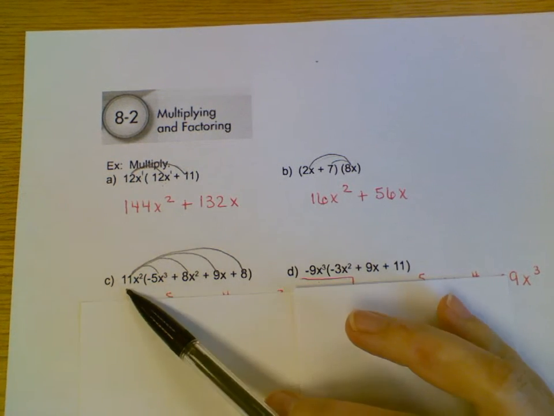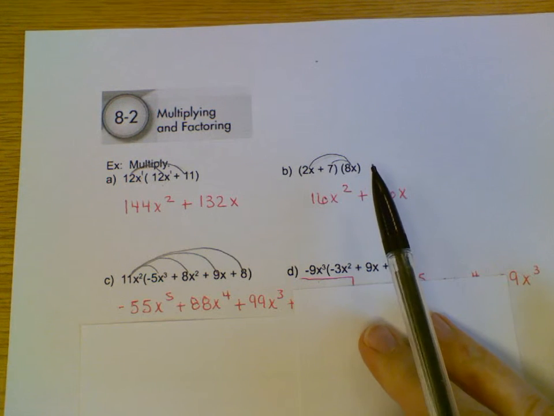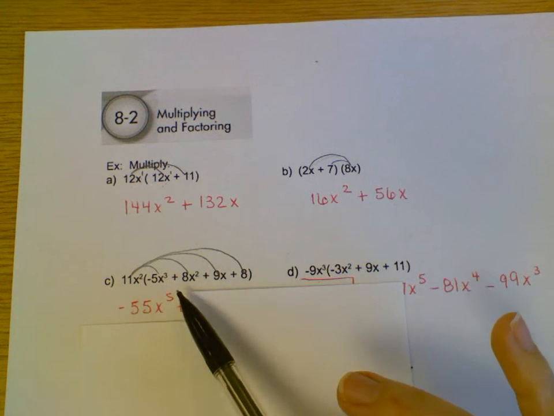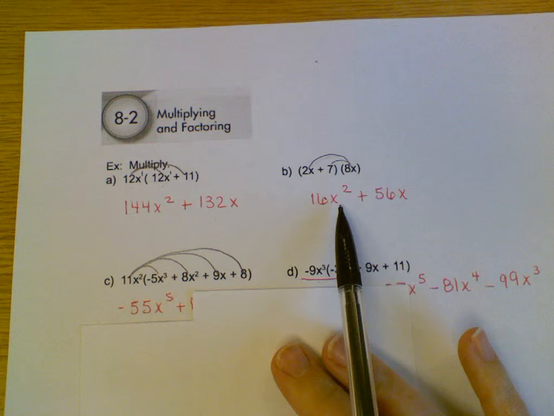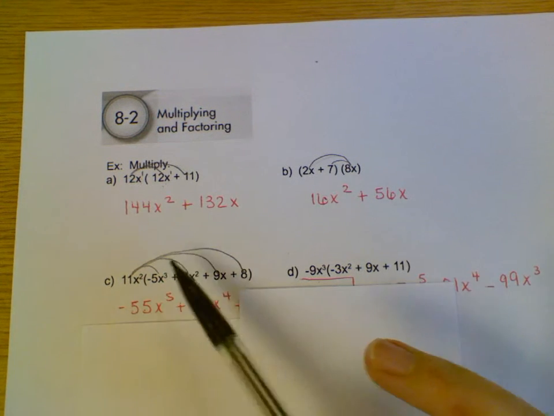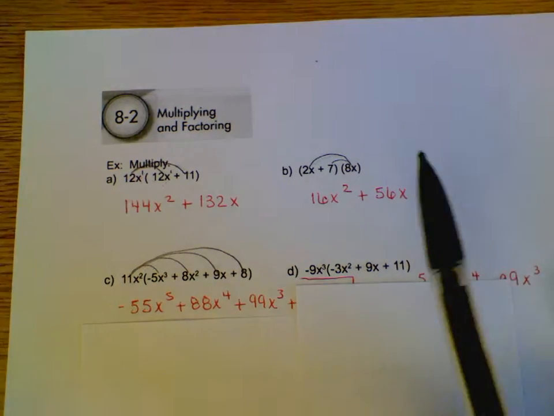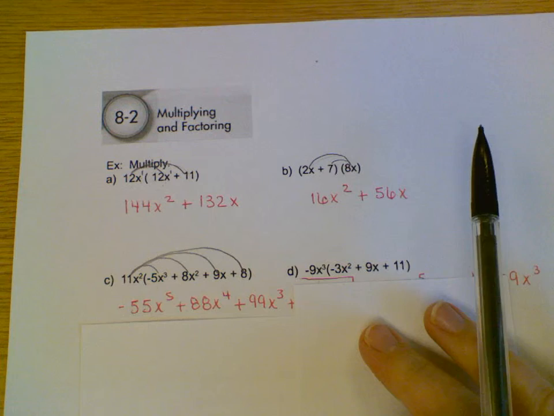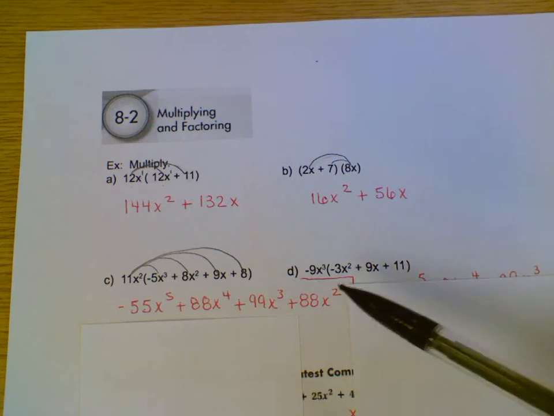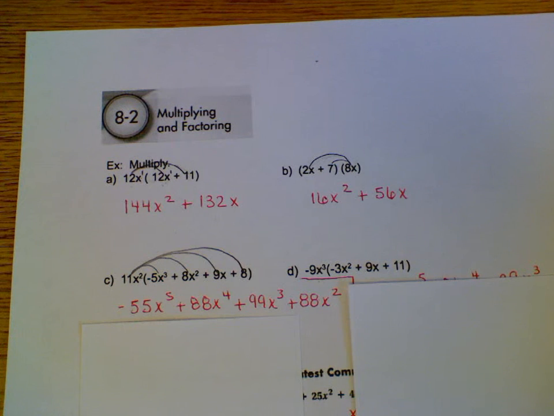So when I times 11x squared and negative 5x cubed, I would get negative 55x to the fifth. When I times 11x squared and 8x squared, I would get 88x to the fourth. When I times 11x squared and 9x, I would get 99x cubed. And then when I times 11x squared and 8, excuse me, I would get 88x squared. I could not combine any of those because none of those have like exponents.